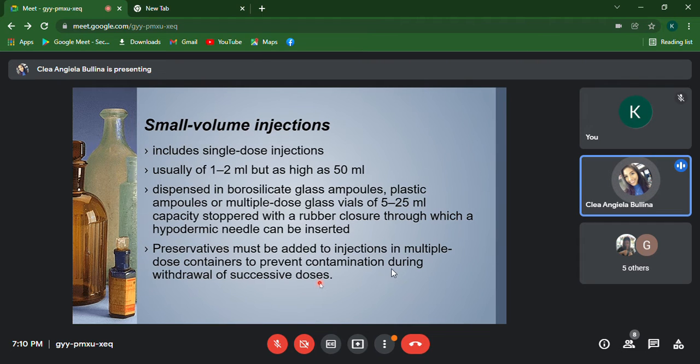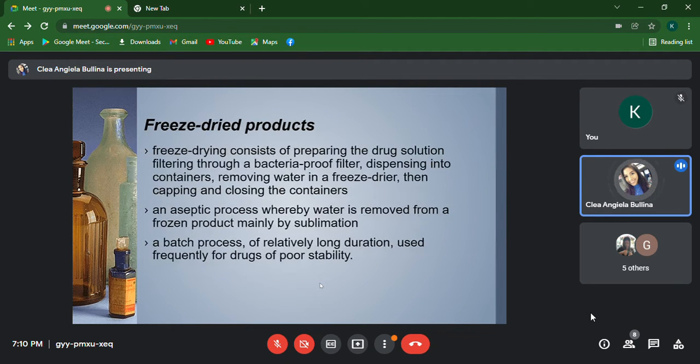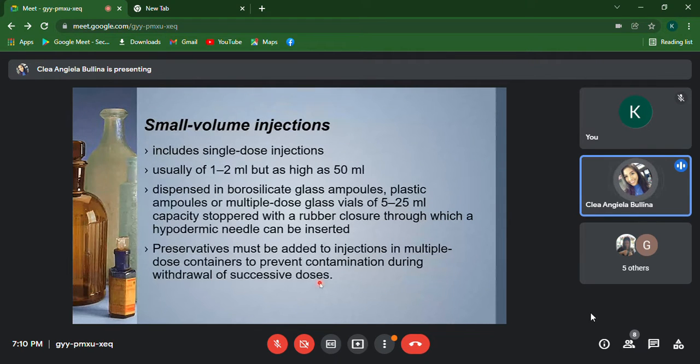Anong downside nito? Preservatives class may not be used in injections in which the total volume to be injected at one time exceeds 15 ml. Okay? So again, the downside of this class is preservatives may not be used in injections in which the total volume to be injected at one time exceeds 15 ml.